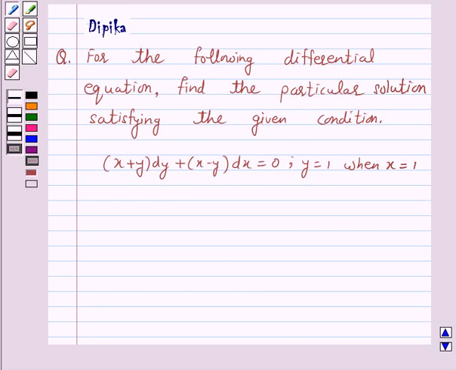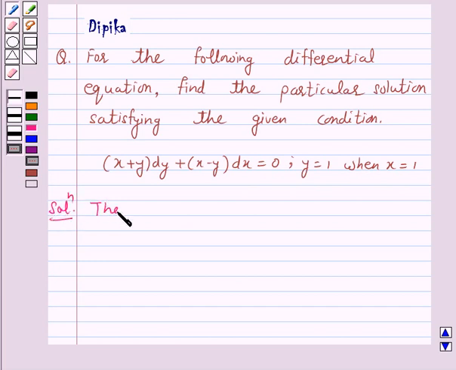I am Deepika here. Let's discuss a question which says, for the following differential equation, find the particular solution satisfying the given condition. (x + y) dy + (x - y) dx = 0, y = 1 when x = 1. Let's start the solution.